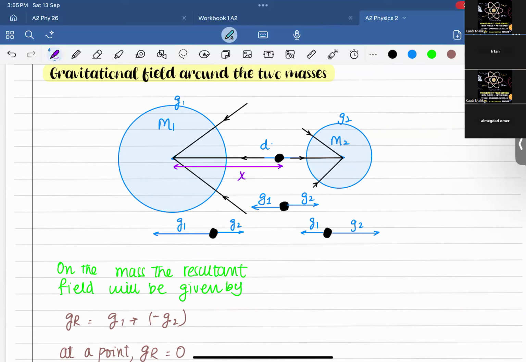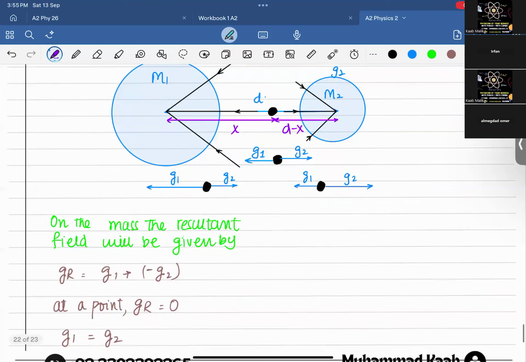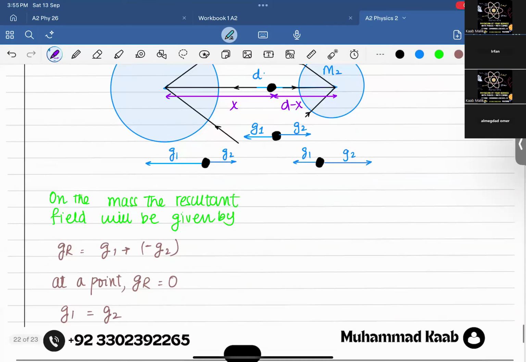Can you tell me what the distance will be from this point to the other mass? Anybody please? From this to this point. The total distance is D, by the way. D minus x. Very good. Perfect.